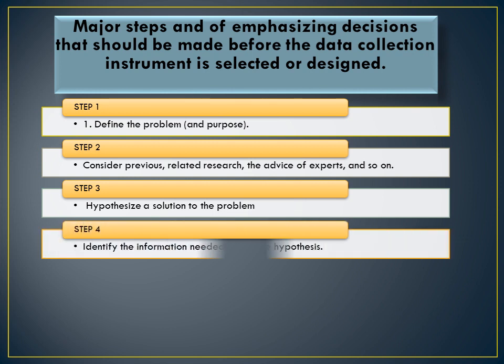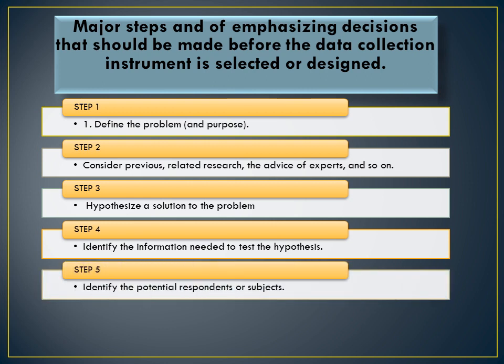Step 4. Identify the information needed to test the hypothesis. This step should include deciding which aspects of the problem will be considered, planning ahead to the presentation and analysis of the data. Step 5. Identify the potential respondents or subjects. Practical questions should be asked at this time, such as: are the potential respondents accessible? Are they likely to respond?